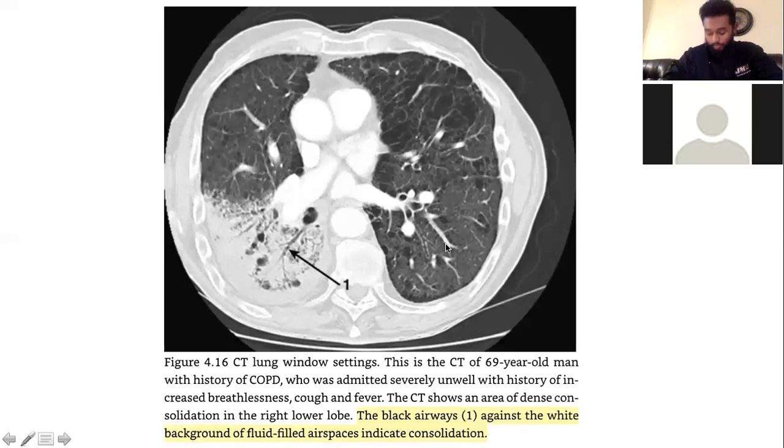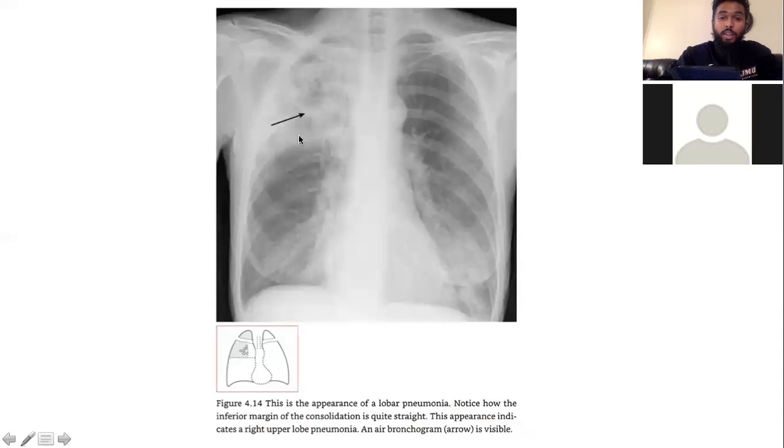Okay. Is this the right lobe? Okay. Yeah. Right.